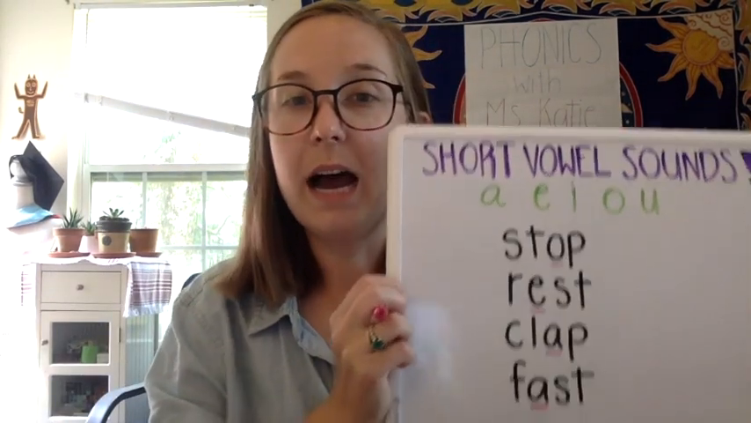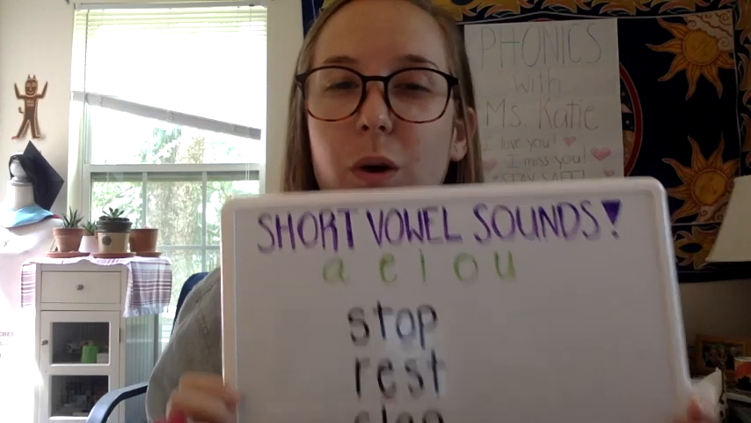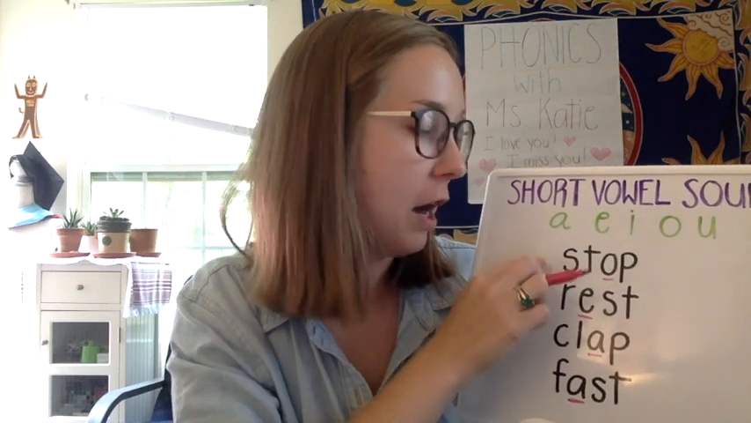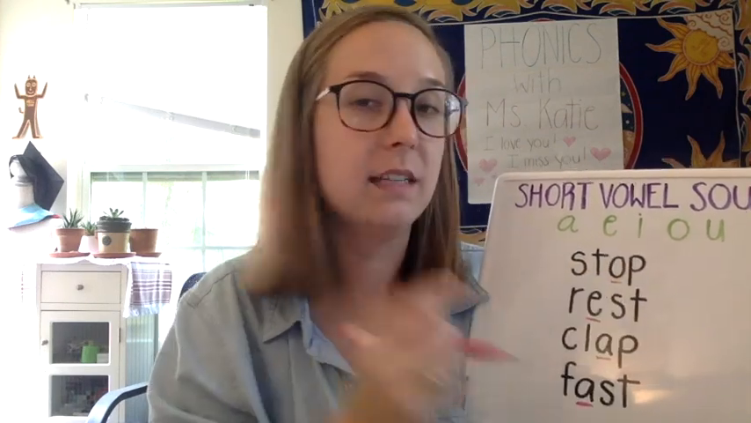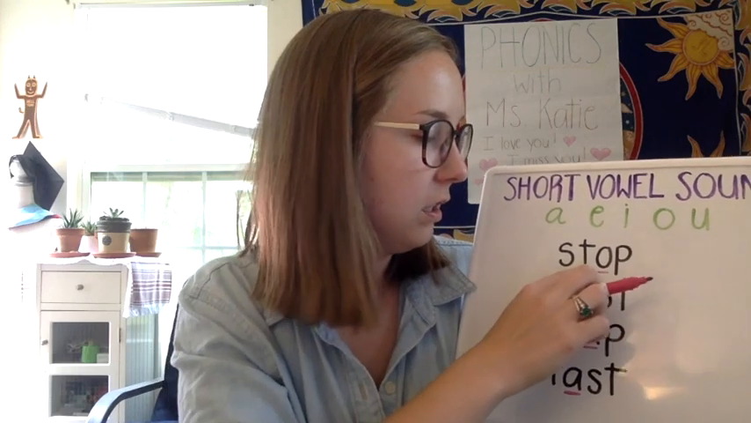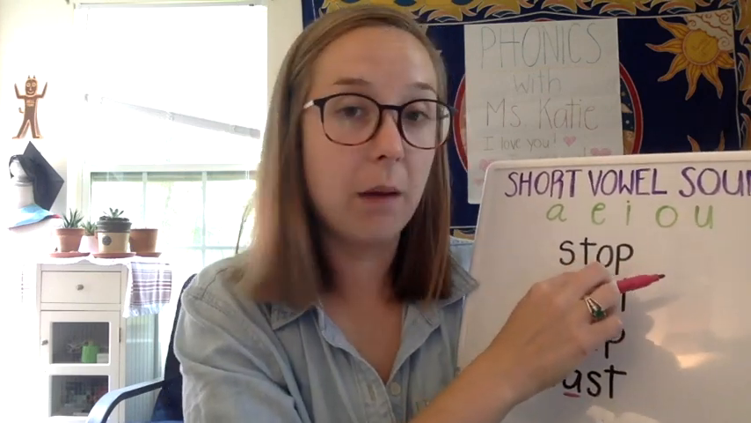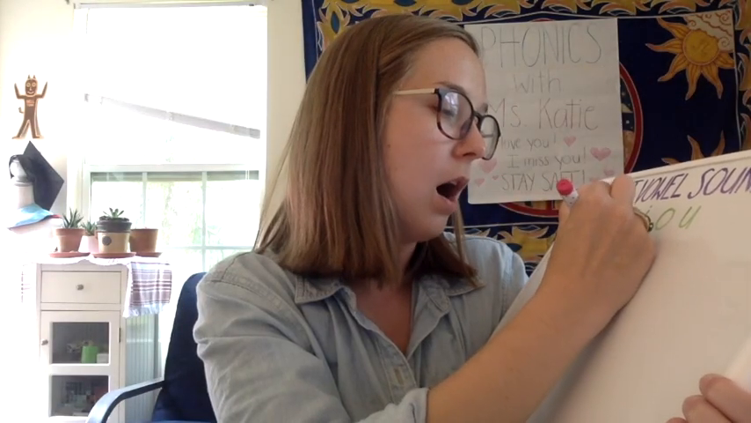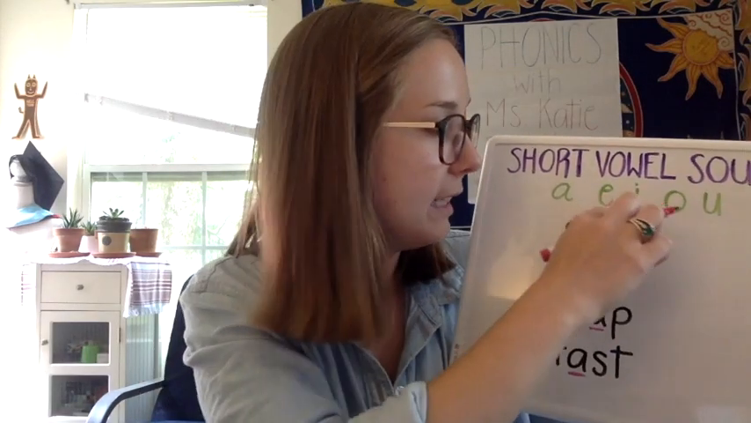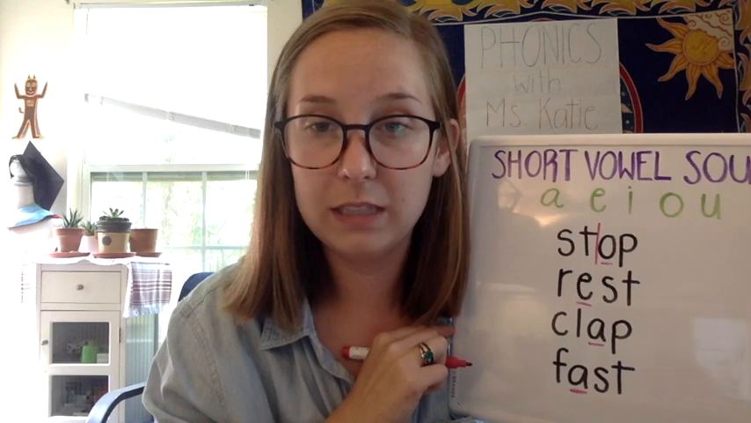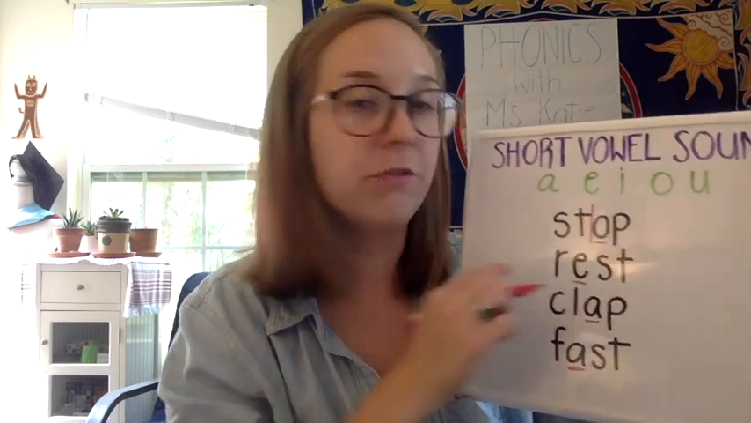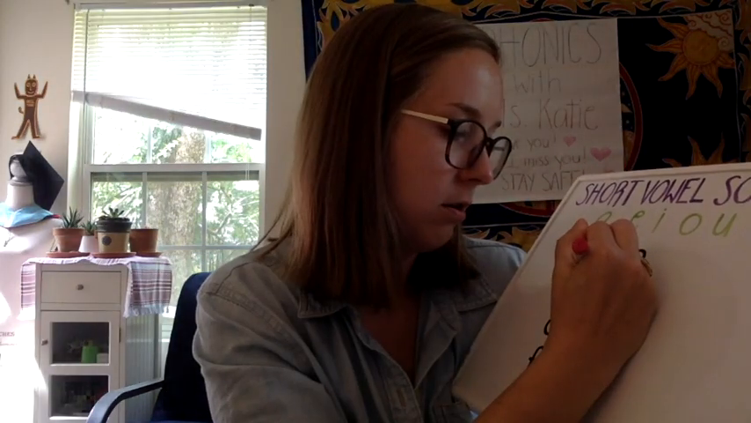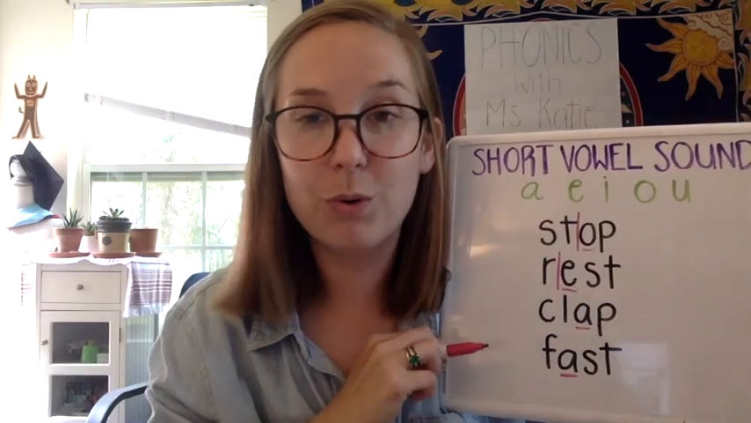So once we have identified our short vowel sound, what we are going to want to do is break up our word with a slash mark between the onset, which is the beginning, and the rime. So let's look at this. We can break up stop. The st is our onset, and the rime is going to be op. So we are breaking that word right before the short vowel sound. Do you see that? Then we're going to do the same thing here for rest. Our beginning sound, our onset, is r. So we are going to break it again right before that short vowel.